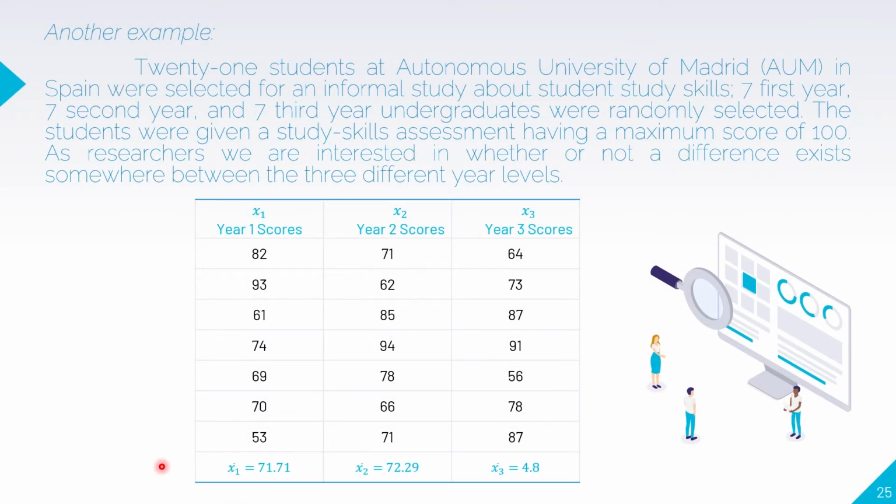Going back to our data, we now find the mean of our year 1 scores. We just need to add all of these and divide by how many there are: 7. 1, 2, 3, 4, 5, 6, 7. So adding and dividing by 7, we have 71.71 as our first mean. Adding all of this and dividing by 7, we have the second mean, 72.29. Adding all of this and dividing by 7, we have the third mean, 76.57.